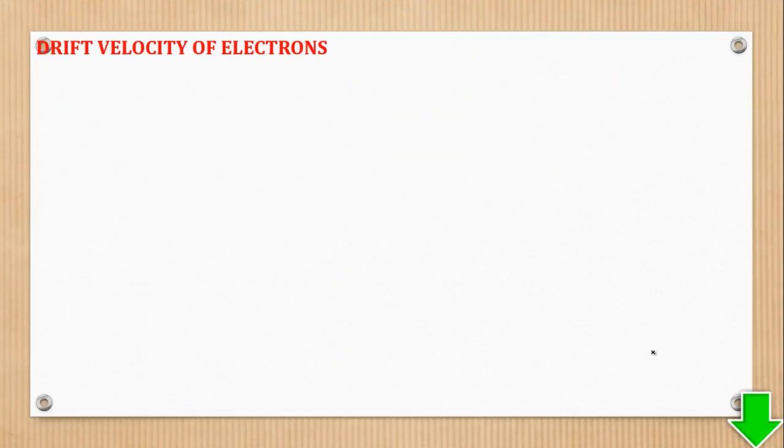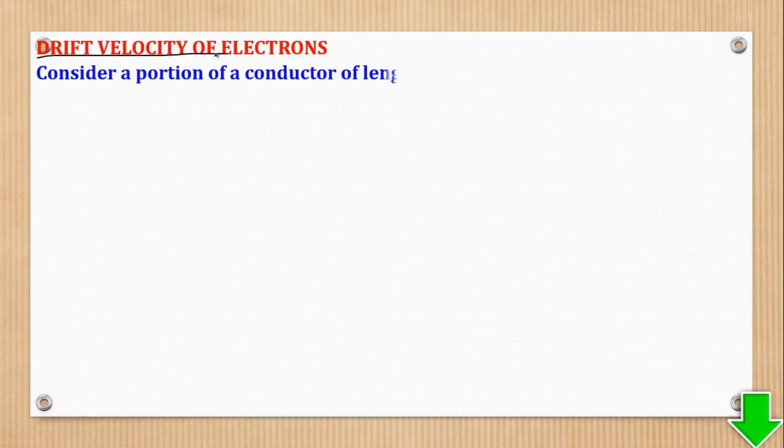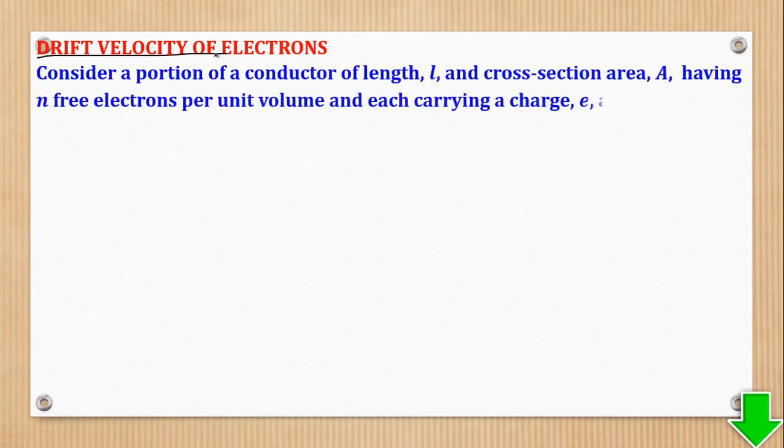Those are some of the definitions which we shall look at in this video. Now we shall go to what we call drift velocity of electrons. Remember, we said in metals there are free electrons which are moving. Now what we want to look at is the drift velocity, the velocity with which they move.